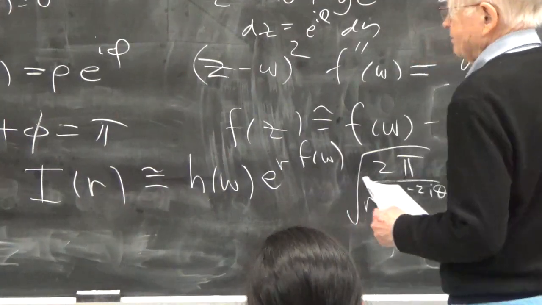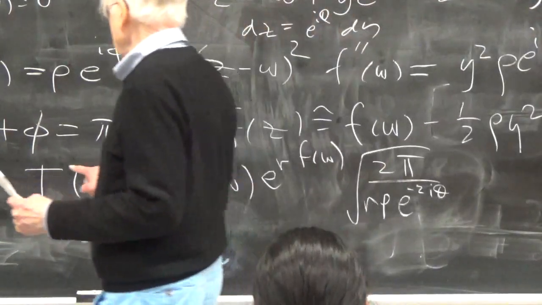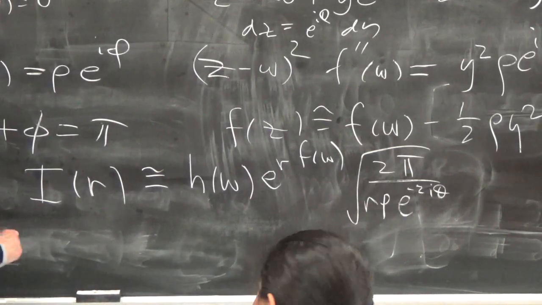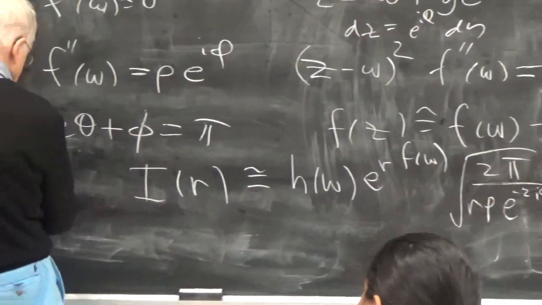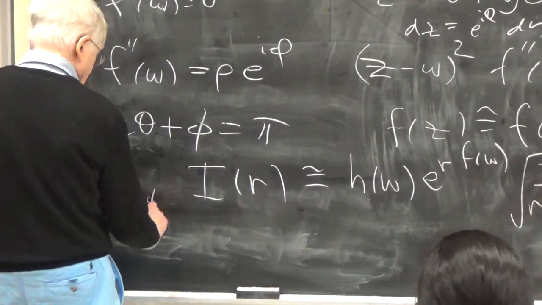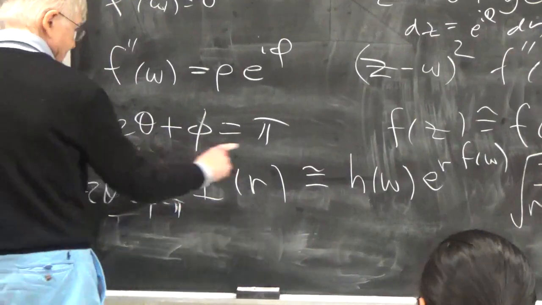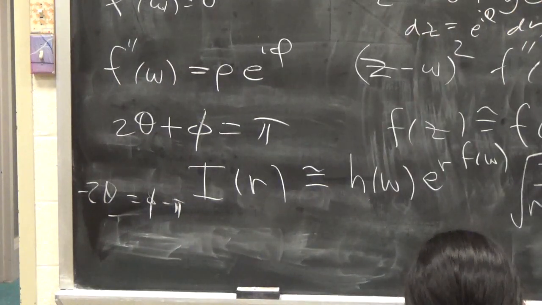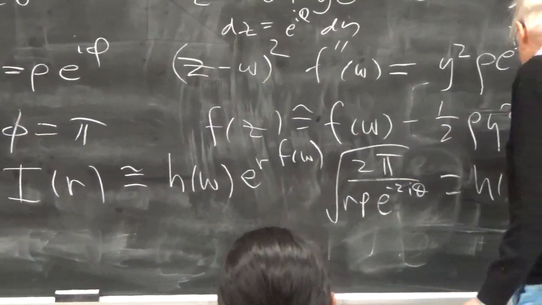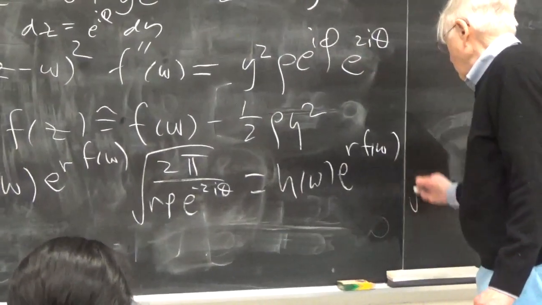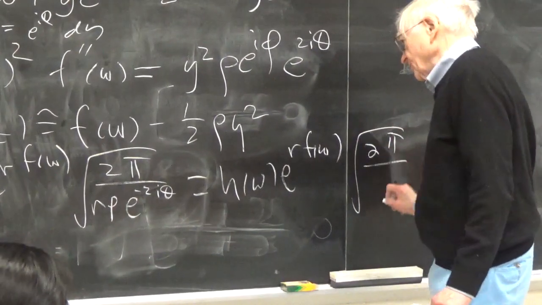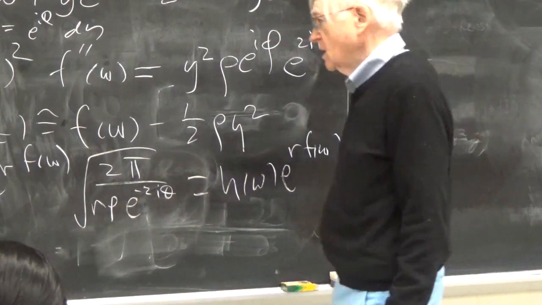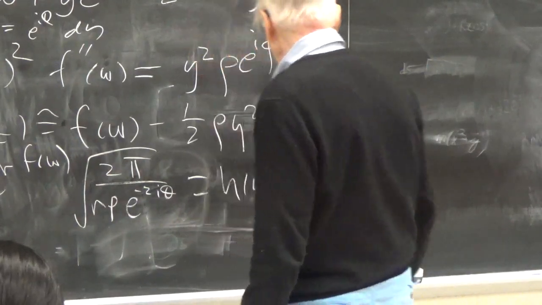And now, remember that minus 2 theta is equal to phi minus pi, right? Yes. And so this is h of w e to the r f of w square root of 2 pi over r rho e to the I times phi minus pi.